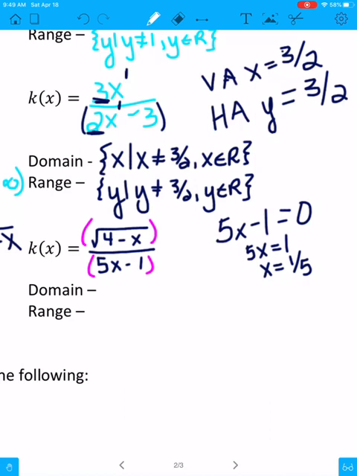Normally I would use my calculator on my smartboard, but I am not there. Okay.